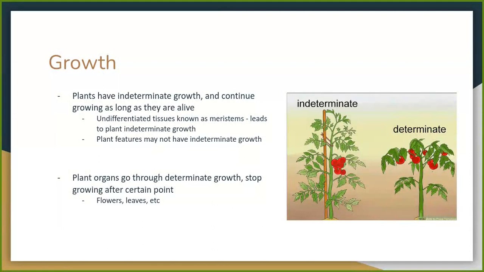Determinate growth is when plants just stop growing after a certain point. Examples of structures that do undergo determinate growth include flowers and leaves. So the diagram is there to show differences between indeterminate and determinate growth. Right, with indeterminate, you can see the plant is continually growing upwards, whereas with determinate, it just stops there.